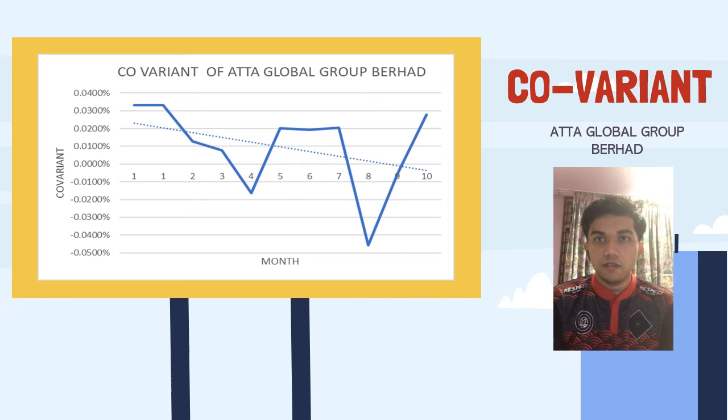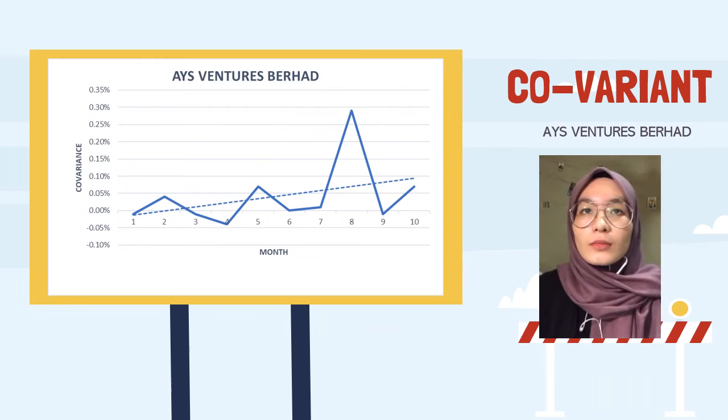However, the graph shows a significant increase from April to May with covariance values of 0.0201%. The graph shows a rapid decline in July to August with a covariance value of negative 0.0457% in August. The covariance of August indicates that prices move in the opposite direction when the covariance is negative. The graph then increased from September to October.